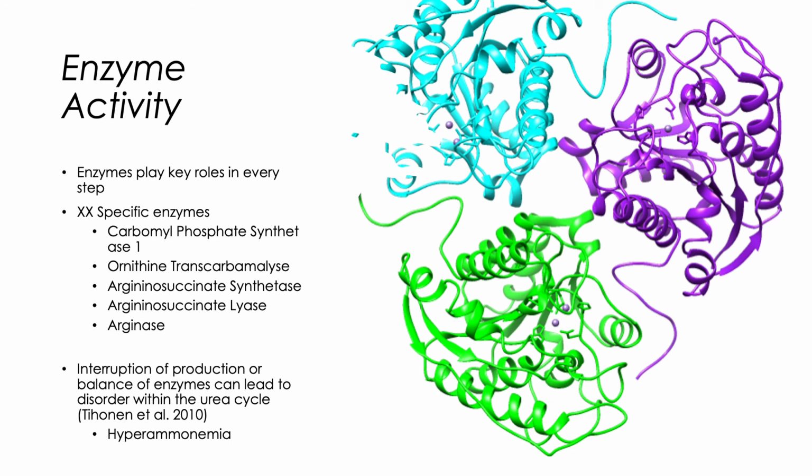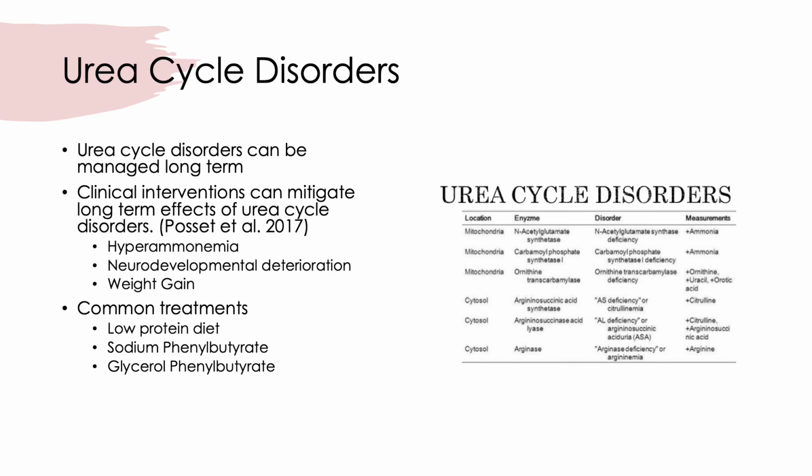Disorders of the urea system can lead to a variety of issues that, generally speaking, will need some form of professional clinical intervention to manage. Disorders of the urea cycle generally lead to an excess buildup of ammonia within the cycle, which is termed hyperammonemia. And as we can see in a study of Tahonen et al. 2010, interruption or production of the balance of enzymes is generally what's going to lead to what is professionally and clinically termed a urea cycle disorder.